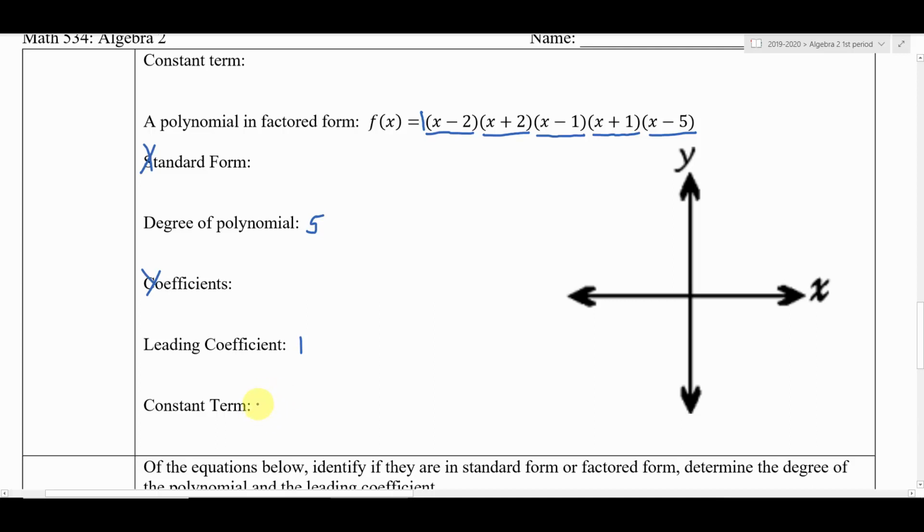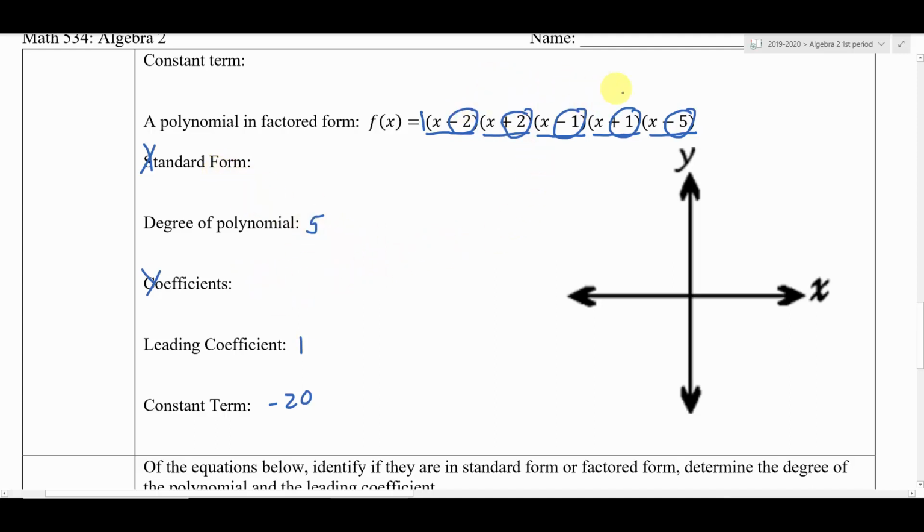The constant term, we can actually determine that pretty quickly by taking these numbers, right? So we got 2, 2, -1, 1, and -5. If we multiply those out, we can actually figure out what the constant term on the end is going to be. All right, so 2 times -2 is -4. -4 times -1 is +4. 4 times 1 is 4. 4 times -5 is -20, so I know the constant term will be a -20. So those three things we can figure out reasonably easily just by looking at the factored form, but the standard form and the coefficients, those would be hard to determine.